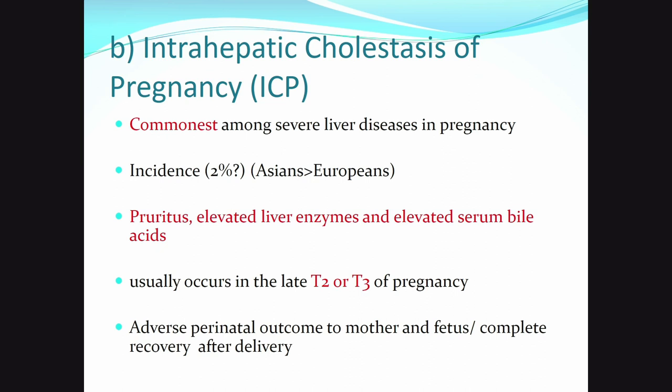Incidence is around 2%. Characteristically, if a pregnant woman comes with pruritus, elevated liver enzymes and elevated serum bile acids, you have to consider the possibility of intrahepatic cholestasis of the pregnancy. Usually it happens in the second and third trimester. You won't get that presentation in the first trimester. It can cause adverse outcomes to the mother and the fetus.